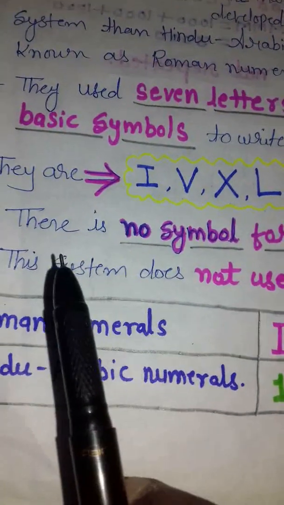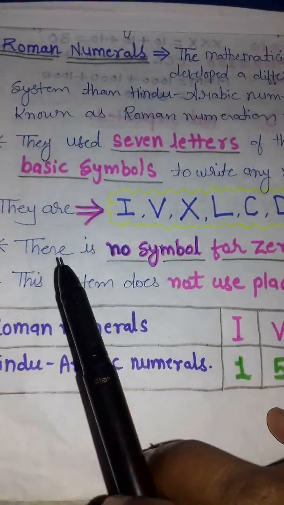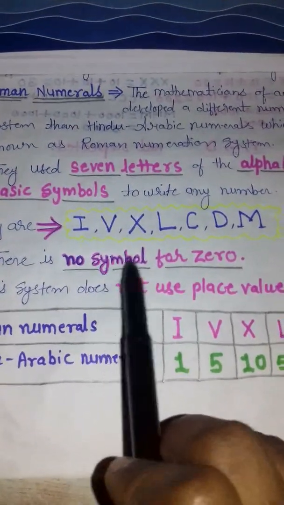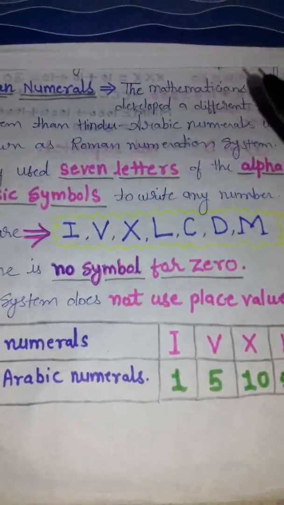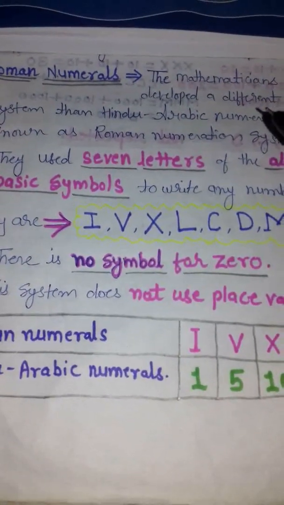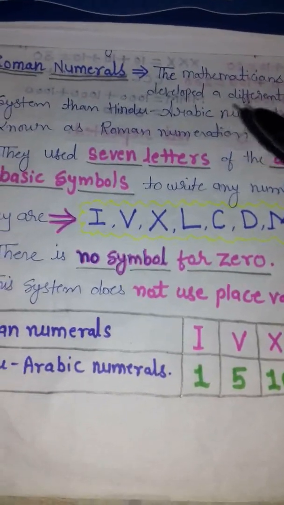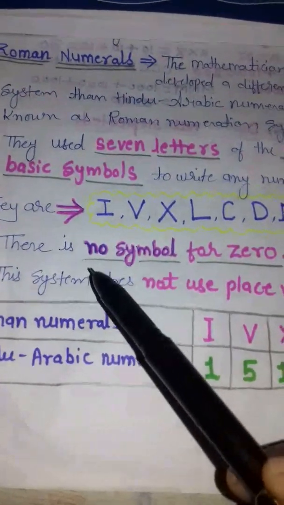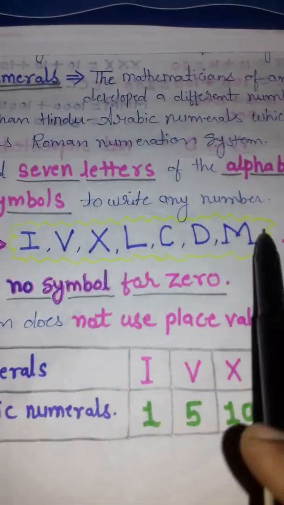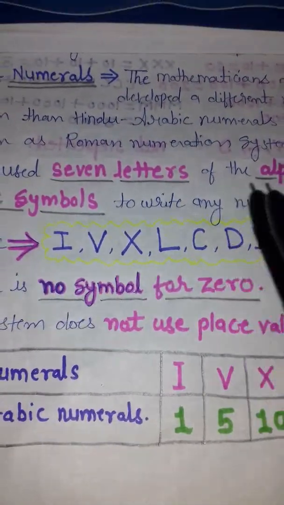And one important difference between the Hindu-Arabic and Roman number systems is that in the Roman number system there is no symbol for 0. In the Hindu-Arabic system, 0 plays an important role in forming numbers. It has its importance in that system. But here in the Roman number system, there is no symbol for 0. Only these 7 letters are used for the formation of numbers.